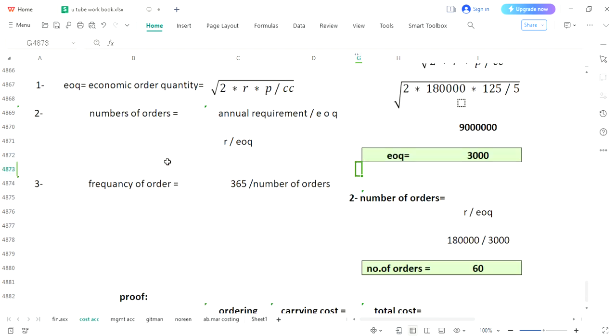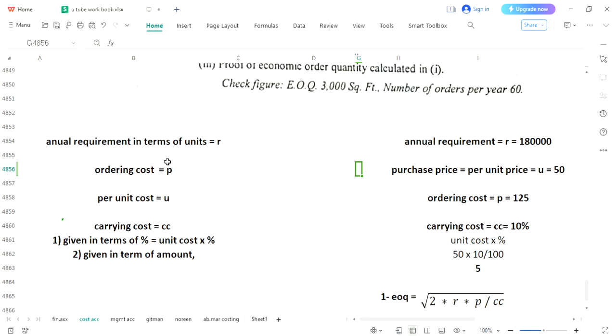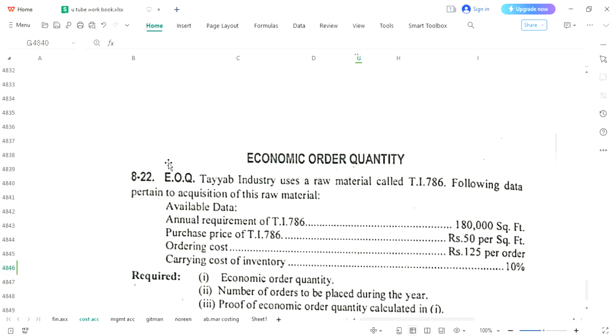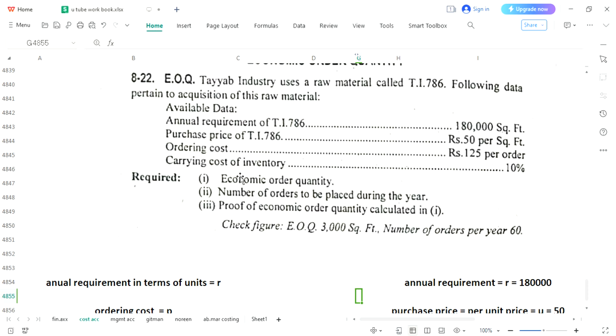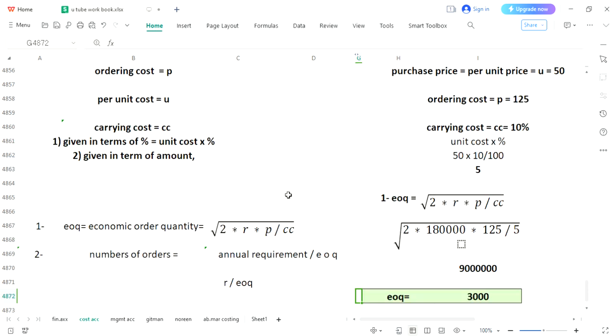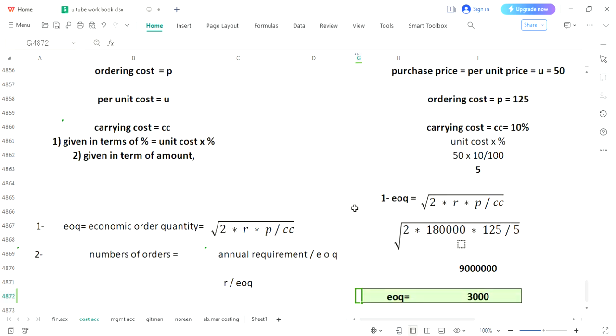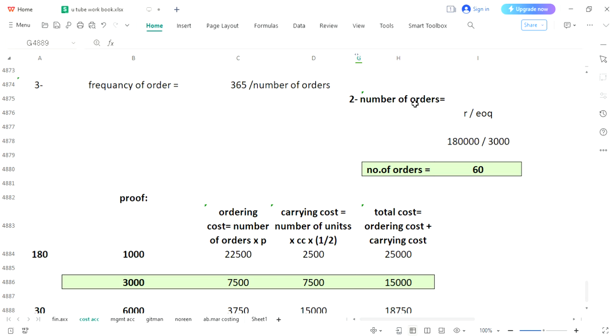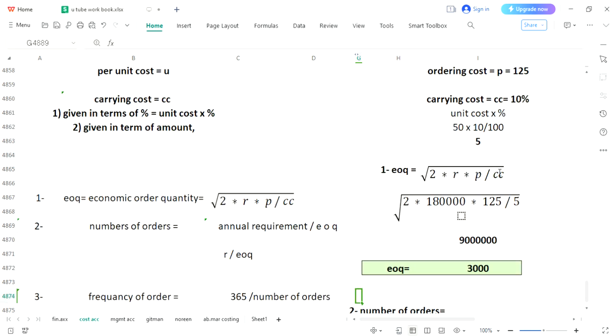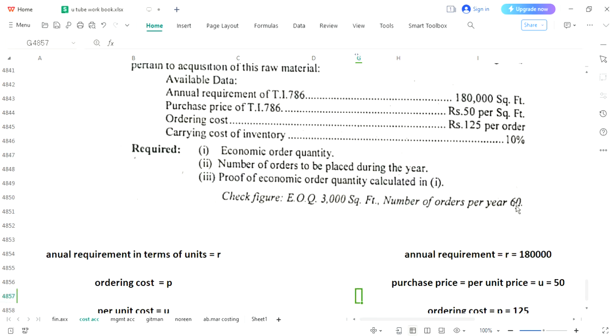So guys, in this way, let's review our question, what we were asked to do and what we have done. First part was economic order quantity, and with this formula you have calculated your EOQ, which was 3000, answer was matched. Then second step was to calculate number of orders, and secondly you have calculated number of orders, answer was 60, and you have matched this answer as well.